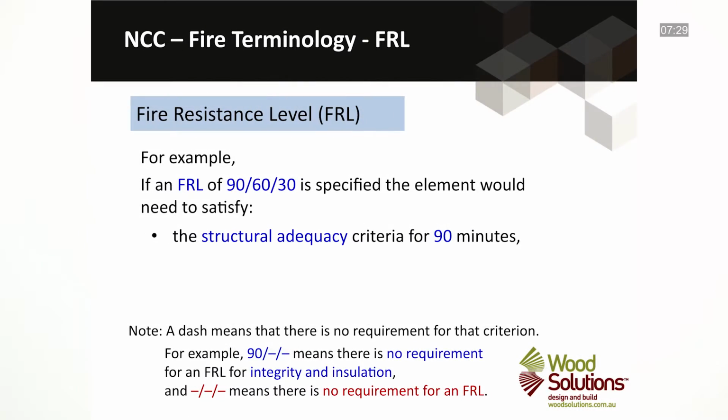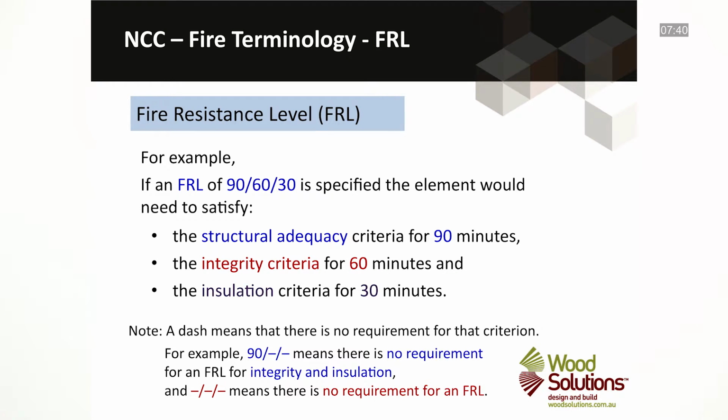For example, if an FRL of 90-60-30 was required, the element would need to satisfy the structural adequacy criterion for 90 minutes, the integrity criterion for 60 minutes, and the insulation criterion for 30 minutes. Note, a dash means that there is no requirement for that criterion. For example, 90-dash-dash means there is no requirement for an FRL for integrity and insulation, and dash-dash-dash means there is no requirement for an FRL.